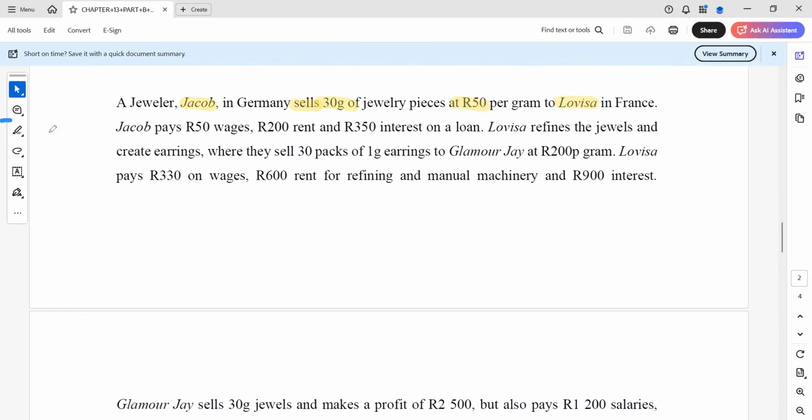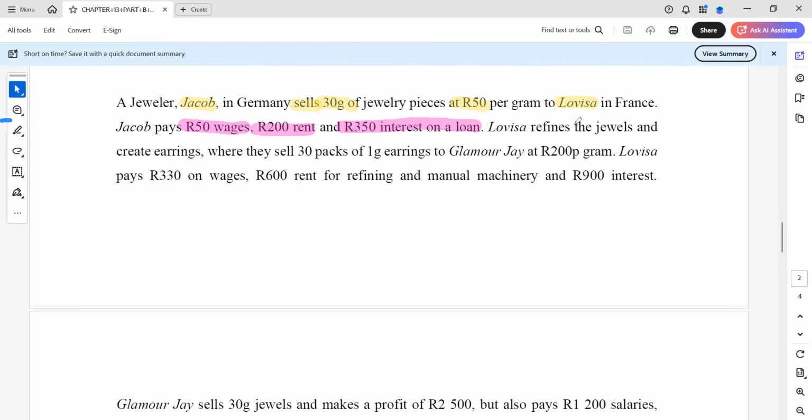So now you see these are wages. Where are they going? These amounts we're going to use when calculating GDP using which method? Yes, the income method. So 50 rand wages, 200 rand for rent, because these are the remunerations for the factors of production, right? And 350 for interest on the loan.